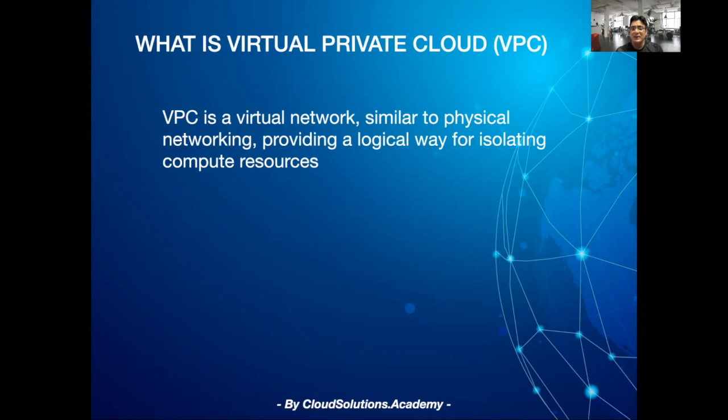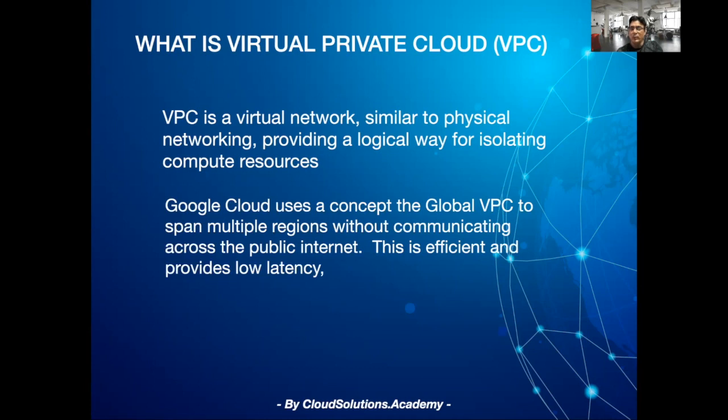A VPC is a virtual network similar to physical networking infrastructure. It provides a logical way to group and isolate compute resources like virtual machines, databases, GKE clusters, and so on. And Google Cloud promotes the concept of a global VPC that spans across regions, and all resources use the internal network without going through the public network, thereby reducing latency and making data transfer efficient.